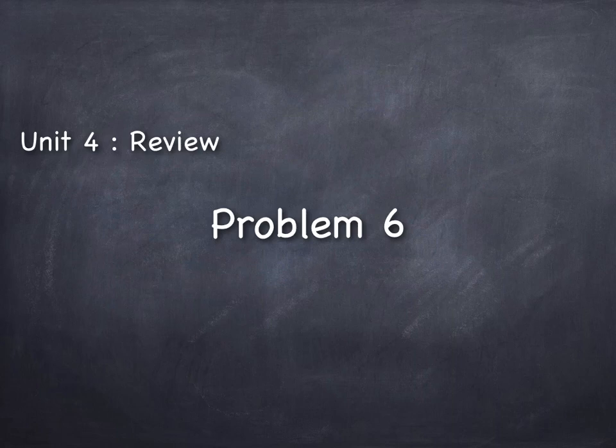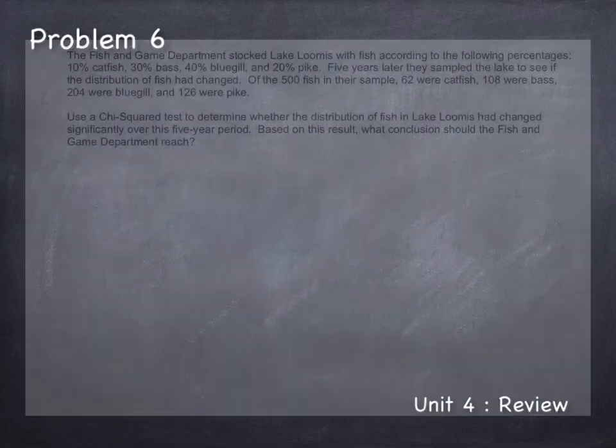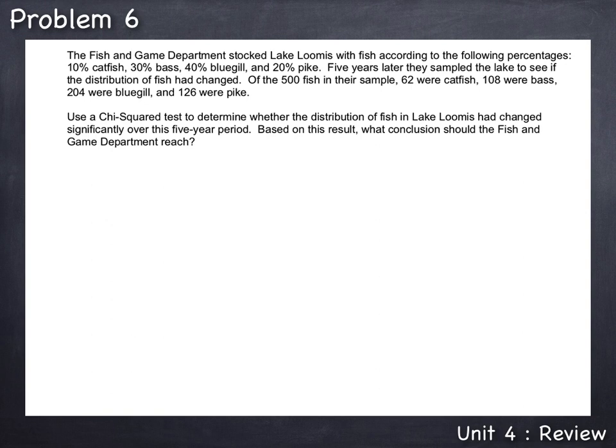Unit for review, Problem 6. The Fish and Game Department stocked Lake Loomis with fish according to the following percentages: 10% catfish, 30% bass, 40% bluegill, and 20% pike. 5 years later, they sampled the lake to see if the distribution of fish had changed.